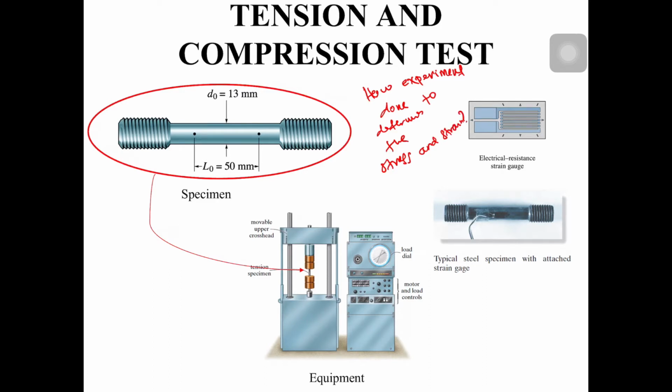Alright, so let's say we have a specimen. This one we call a specimen. We have this length L naught 50 mm and diameter 13 mm. This threaded part is the location where we hold or pull this specimen, or grip the specimen. We grip in this part and also this part. So the area that we calculate is only this area. This area is the area of interest.